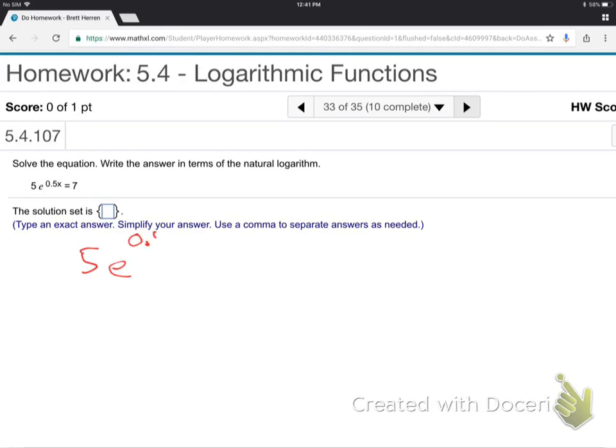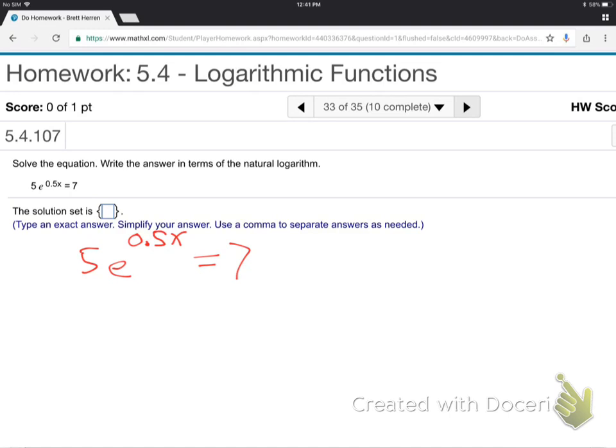5 e to the 0.5x is 7. Okay, you know the deal. I would first divide that 5. Get rid of that 5 first. I would divide both sides by that 5. And then you know how you're going to get rid of that e, right? First get rid of the 5, divide by 5 on both sides.